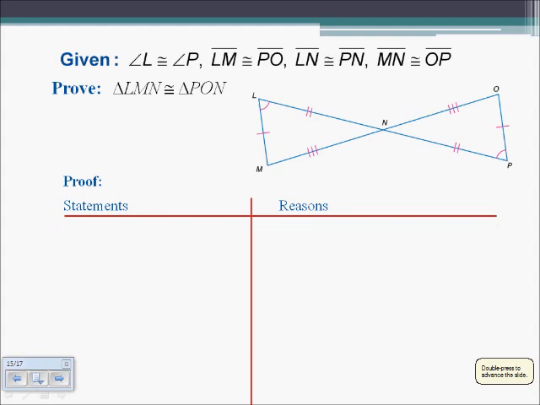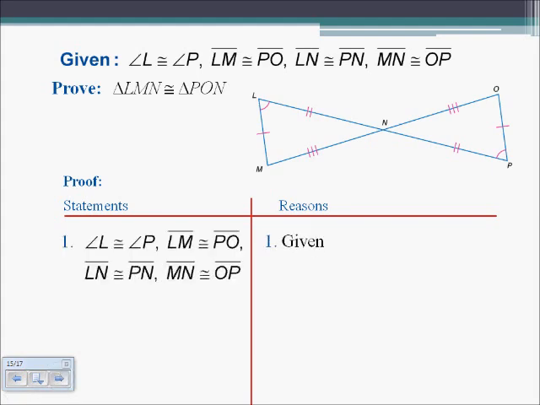Alright, next problem. Okay, we're going to try a proof. Proving triangles are congruent. Given angle L is congruent to angle P, LM is congruent to PO, LN is congruent to PN, and MN is congruent to OP, prove that triangle LMN is congruent to triangle PON. First thing to do, as we know with any proof, is to write the given.